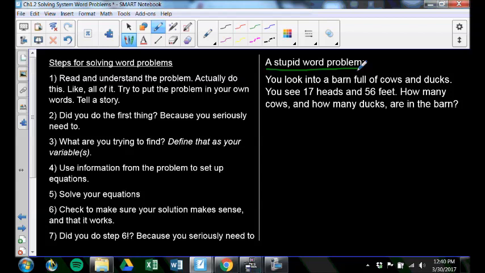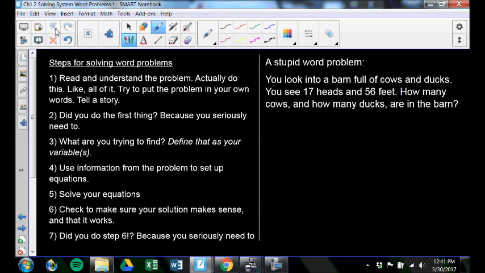Well, first of all, this is a stupid problem for so many reasons. Like, why are cows and ducks in a barn in the first place? And why are you counting heads? Like, if you see a head, you would know it was a cow's head and just say a cow. Or how can you count 56 feet? Like, aren't they walking around and moving? And when you see a foot, wouldn't you say, hey, that's a duck's foot, not a cow's foot? It's a very, very silly problem.